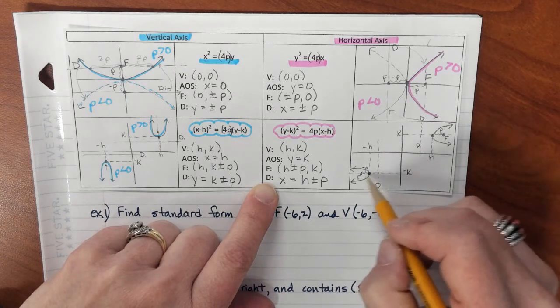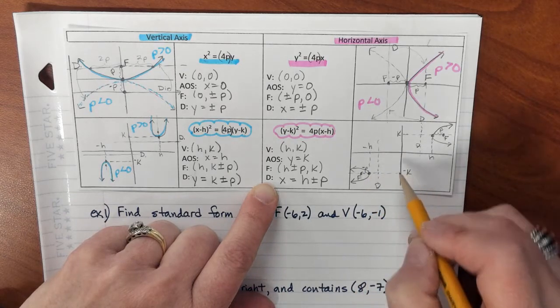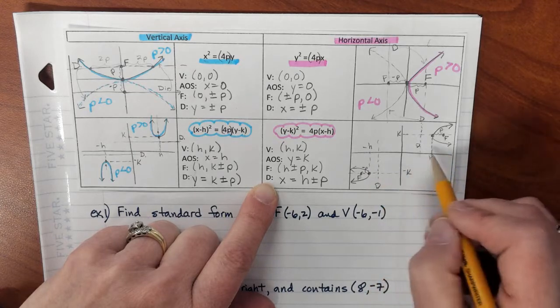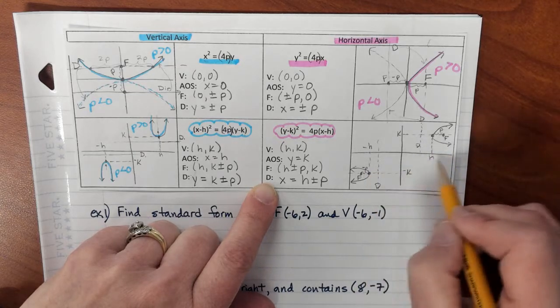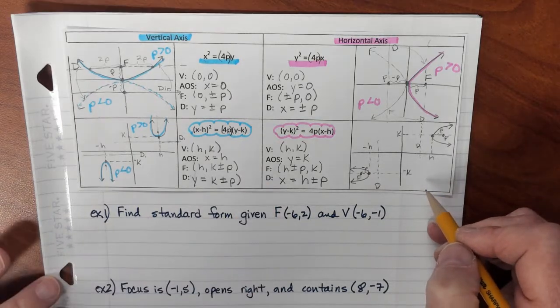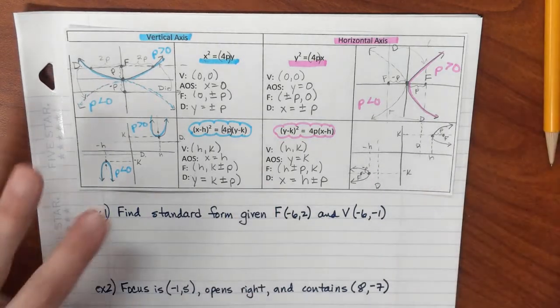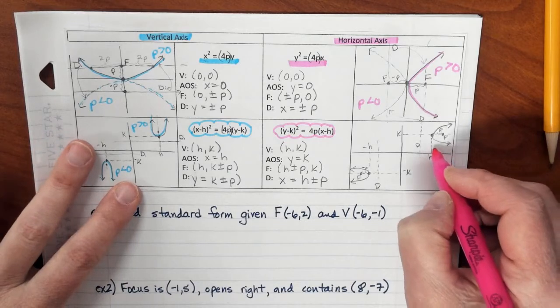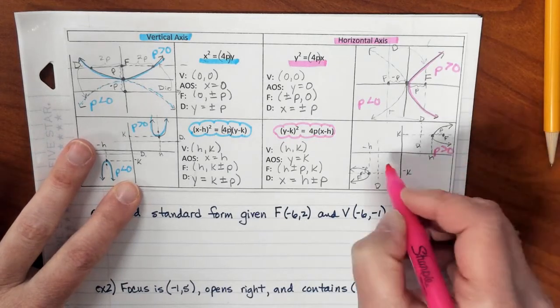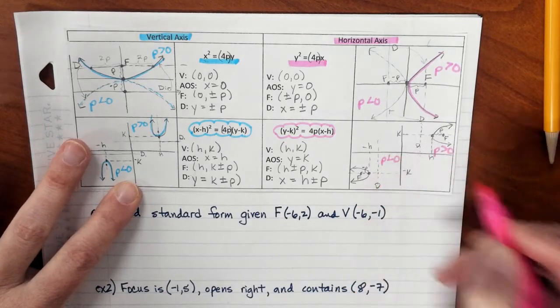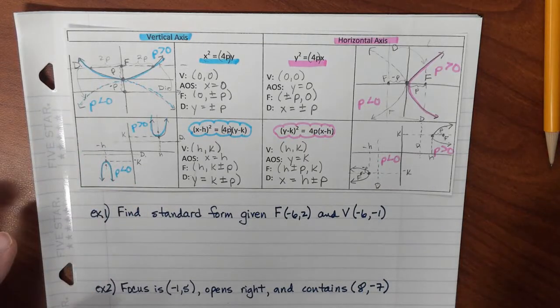So you have the same components working on the left and the right if you have a horizontal parabola, but the vertex has been shifted. Let's just make note here. This has a positive p value. This has a negative p value because it's opening to the left.